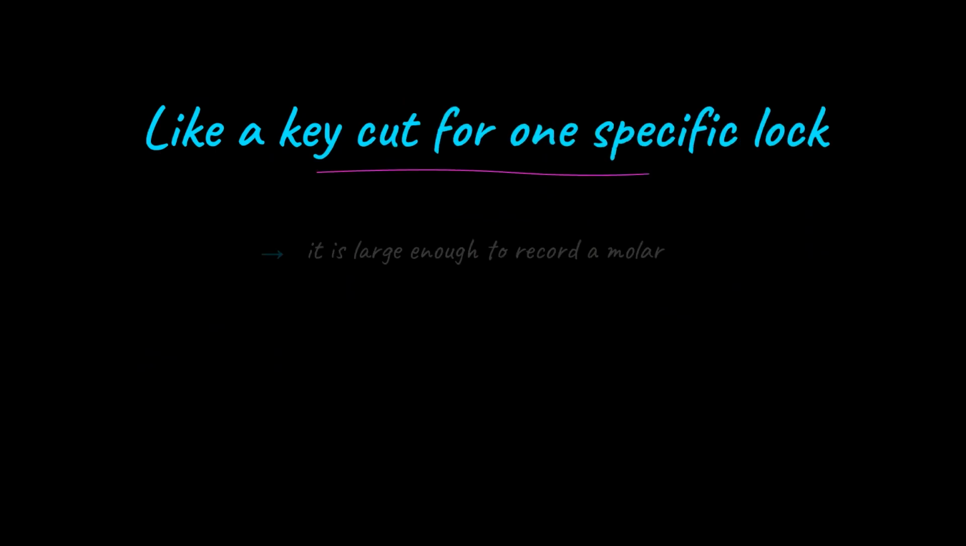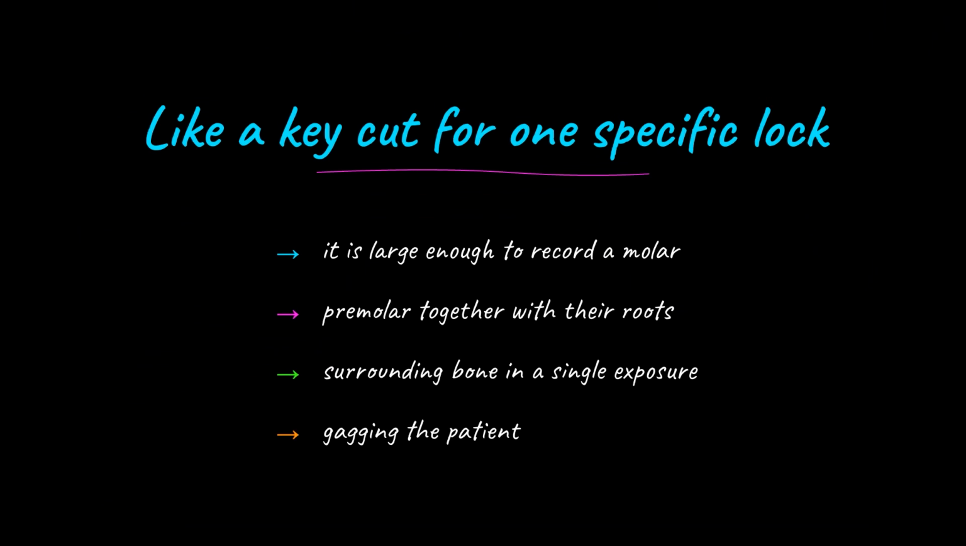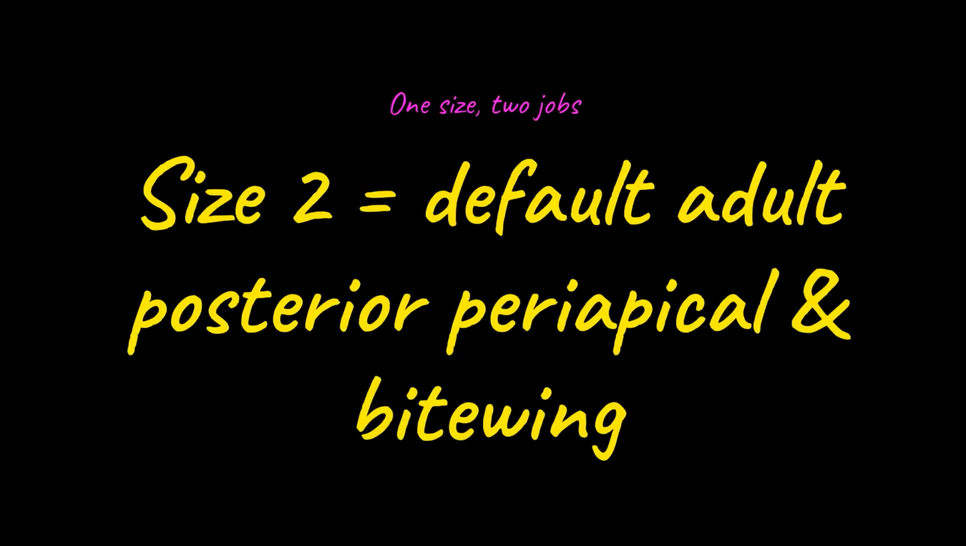The reason size 2 became the default is simple geometry. It is large enough to record a molar and premolar together with their roots and surrounding bone in a single exposure, yet small enough to seat comfortably without bending or gagging the patient. That practical compromise made it the standard. Whenever an exam stem asks about the standard receptor for adult posterior periapicals or bite wings, size 2 is the answer. Its dimensions suit both tasks across the entire posterior segment, making it the single most used receptor in a general dental practice.